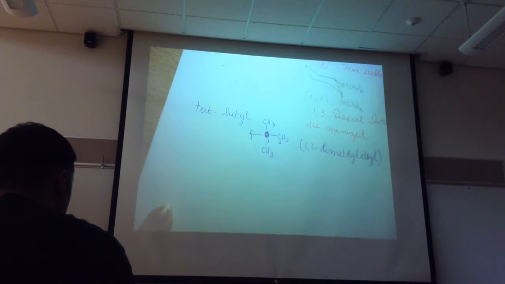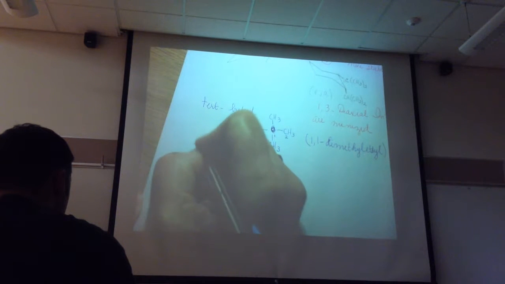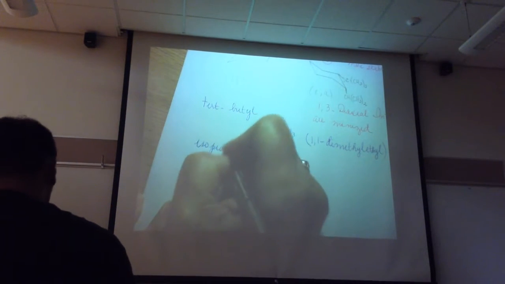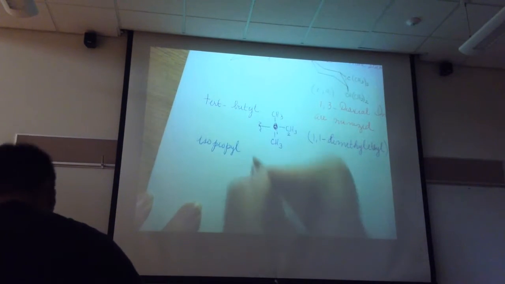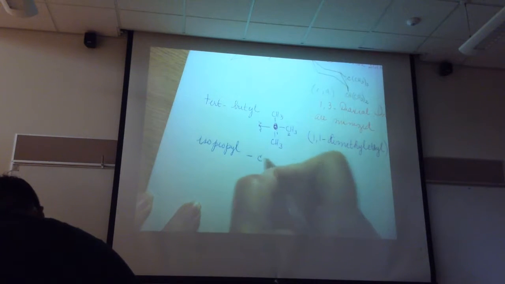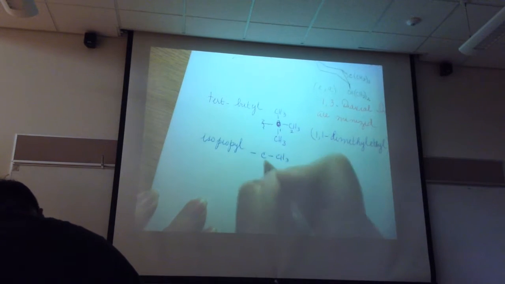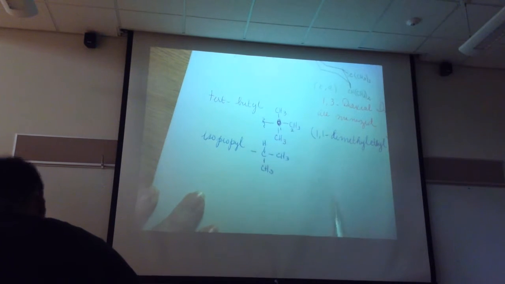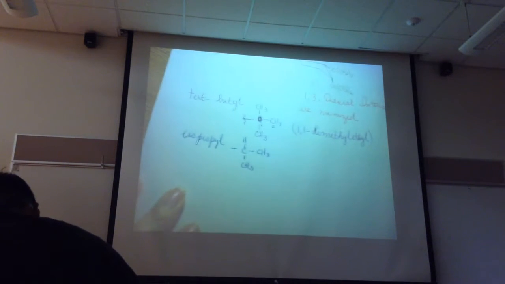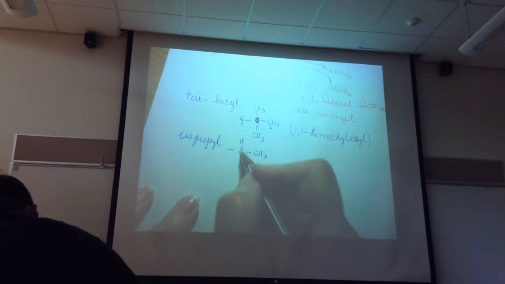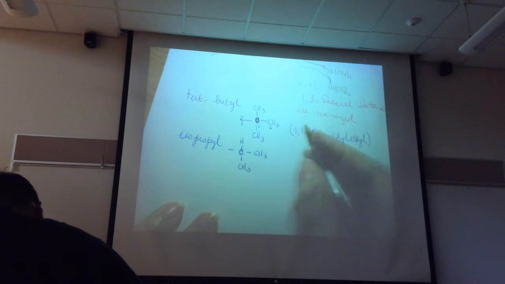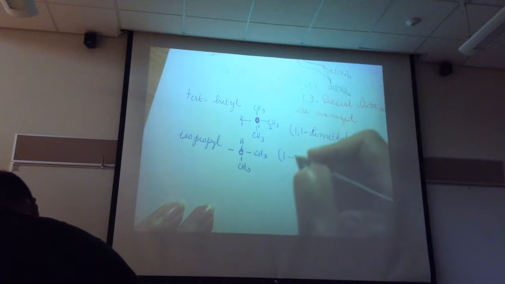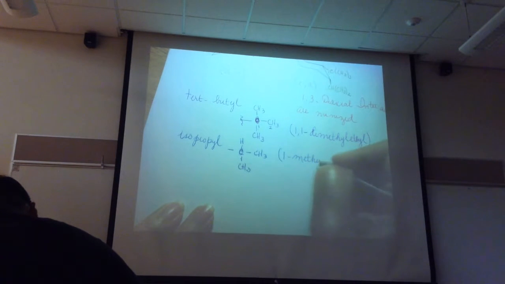Your isopropyl is this. You have this carbon that has a CH3 and a hydrogen, like that. And again, the point of attachment is here, and it's 1 and 2. This will be 1-methylethyl.